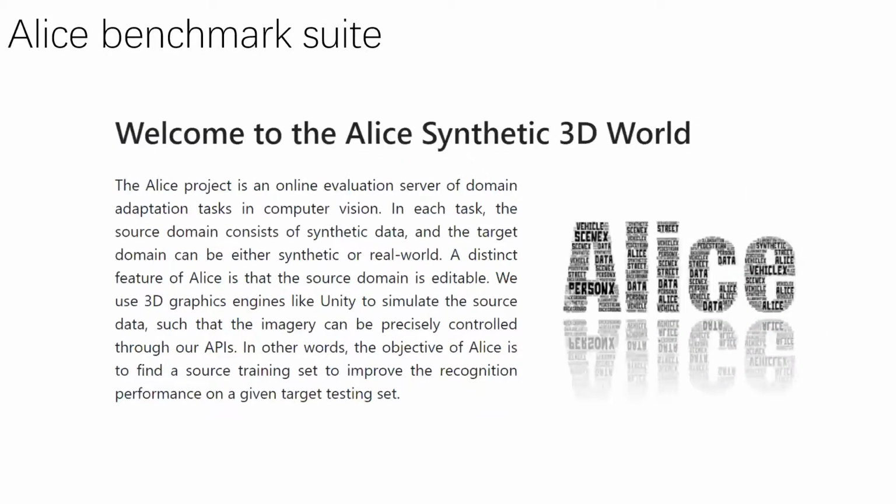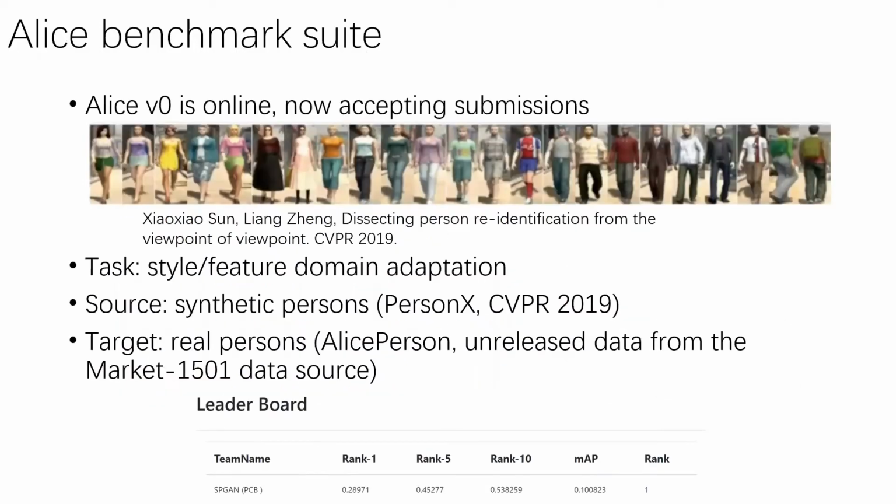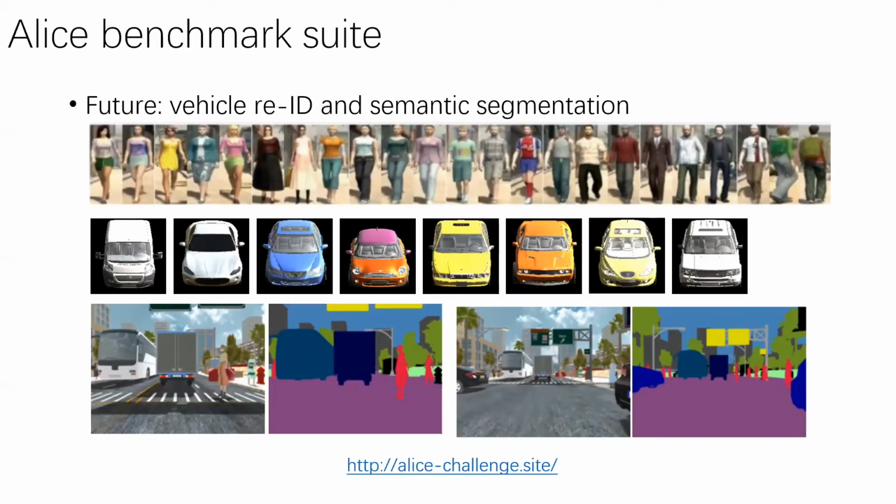Here we also introduce our ALICE benchmark suite, which is an online evaluation server on domain adaptation tasks. Now the first version of ALICE has been online, now accepting submissions. The task is style and content level domain adaptation from synthetic persons to real persons. Our VehicleX will also be part of this benchmark in the future. Tasks on semantic segmentation are also on the way. Visit our website for more details.